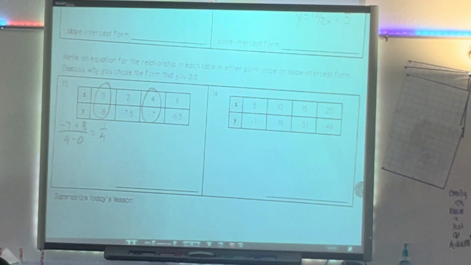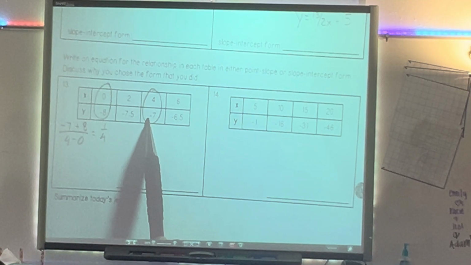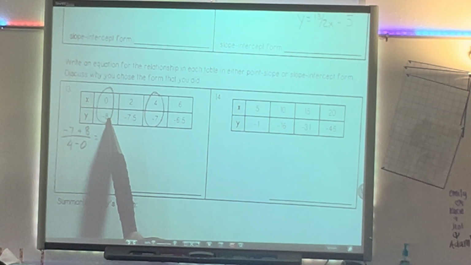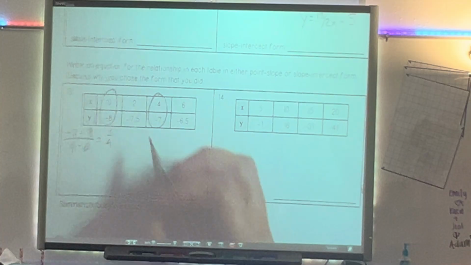We already know what the y-intercept is supposed to be. We're going to prove it. Which point's the easiest to use for this? This one or this one? The 0, -8 is a little bit easier. Does that make sense to y'all? So that's probably what I would use.